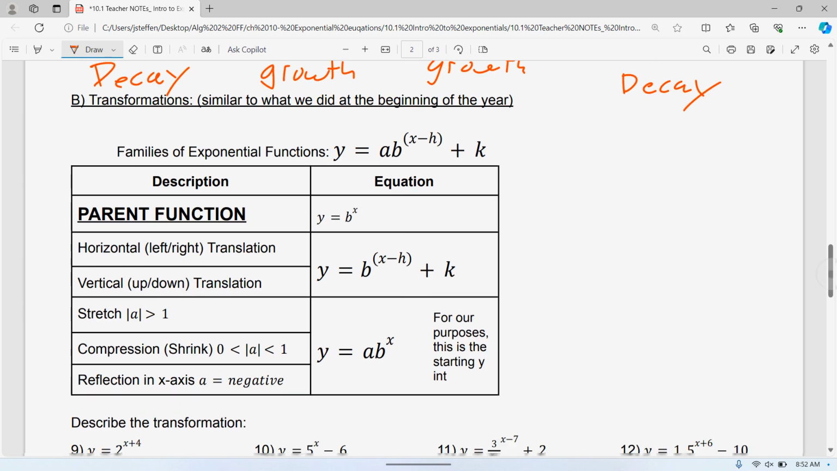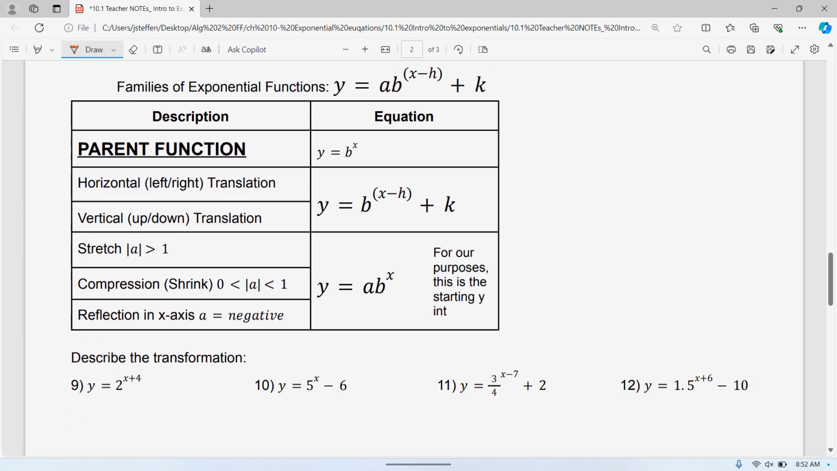We've done this before with quadratics. We did it with absolute values. We did it with square roots. Or we did transformations. So we moved things up, down, left, and right. And we did stretches and compressions.